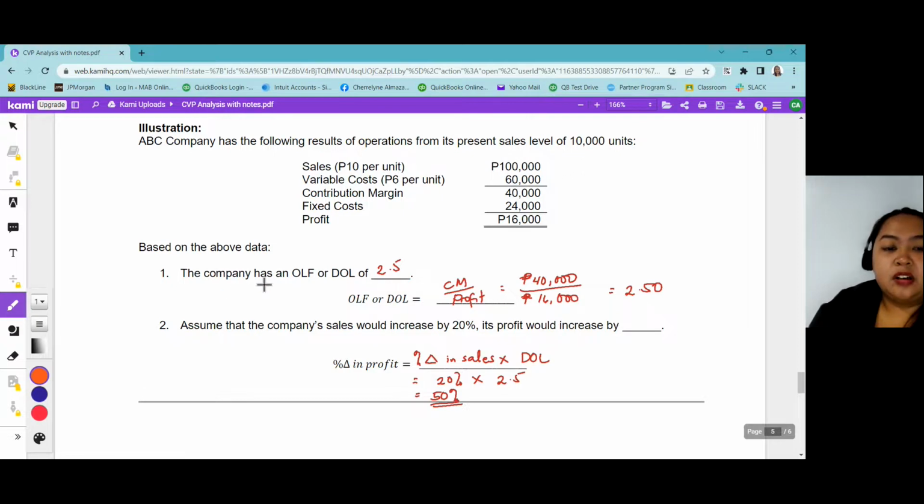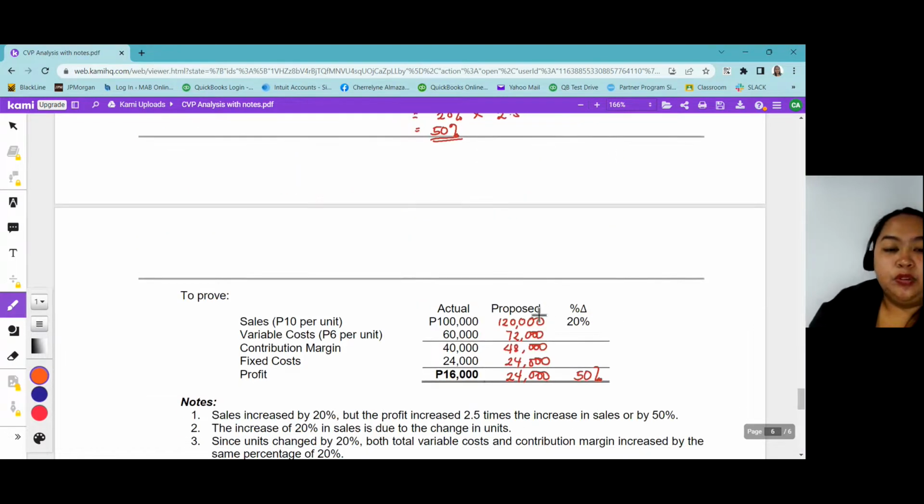Based on the above data, the company has a degree of operating leverage of 2.5. Paano na-compute yun? You have your CM divided by your profit. 40,000 divided by 16,000, that is 2.5. Assume that the company's sales would increase by 20%, the profit would increase by, so 20% multiply nyo lang at 2.5, you will get 50%. So kapag nag-change ng 20% yung sales natin, mag-change yung profit natin by 50%. Okay? To prove, tignan natin.